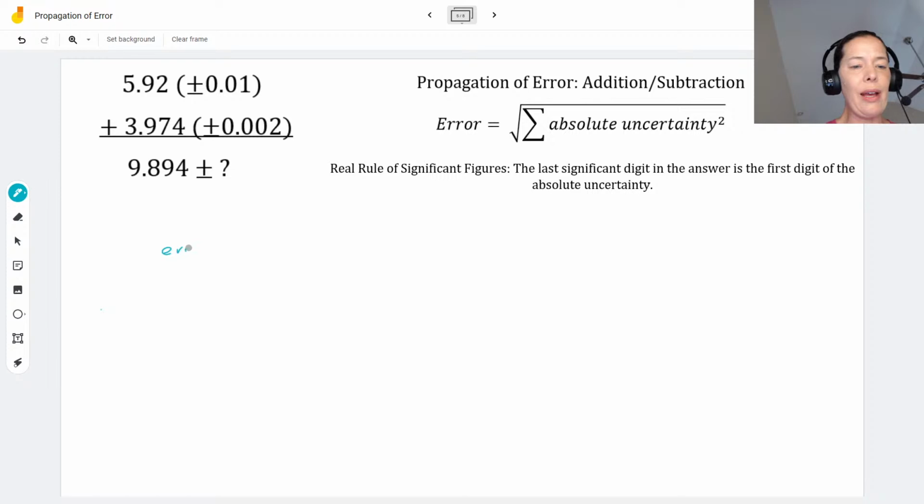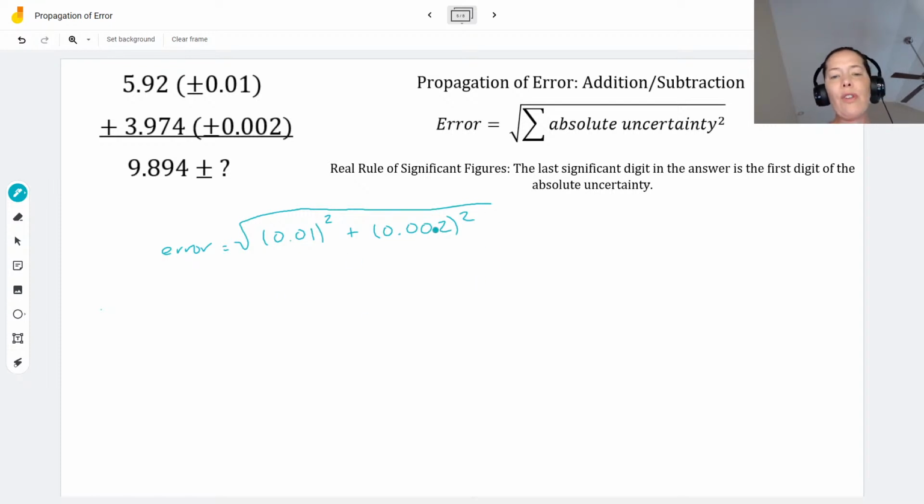Okay, so my error for my calculation is going to be a big, long square root. So I need my absolute uncertainty for each of my measurements. Now in this case, I just have 2. That's totally fine. So here is my absolute uncertainty again for my 5.92. I'm going to square it, and I'm going to add to that my absolute uncertainty for my second measurement. So that's 0.002, again squared. Going to make sure this whole thing is under the radical. So let's first just simplify under the radical, and then we'll take the square root.